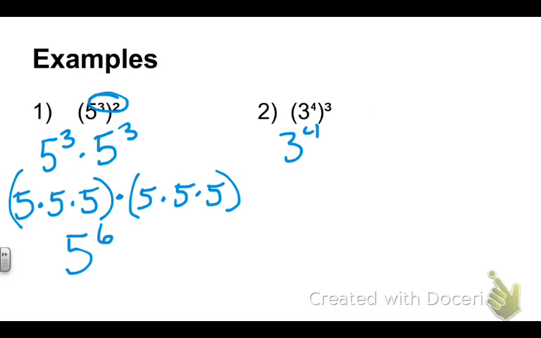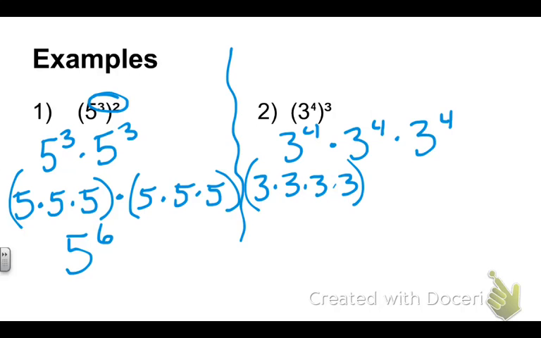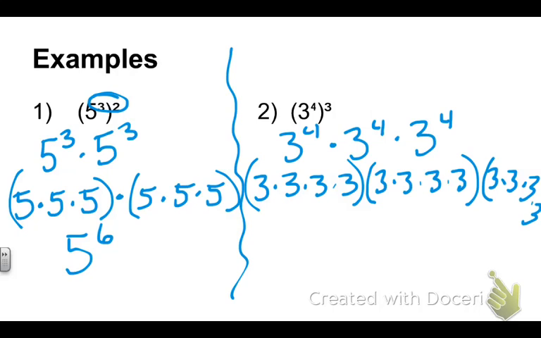It's the same thing with the second example. We've got 3 to the 4th times 3 to the 4th times 3 to the 4th. And then if we multiply this out, 1, 2, 3, 4, I am going to run out of room, times 1, 2, 3, 4, times 1, 2, 3, 4. All right, and then if you count how many there are, there's 4, 8, 12. So that answer is 3 to the 12th. If you look at your exponents, 4 and 3, how can you combine those to make 12? You multiply them.